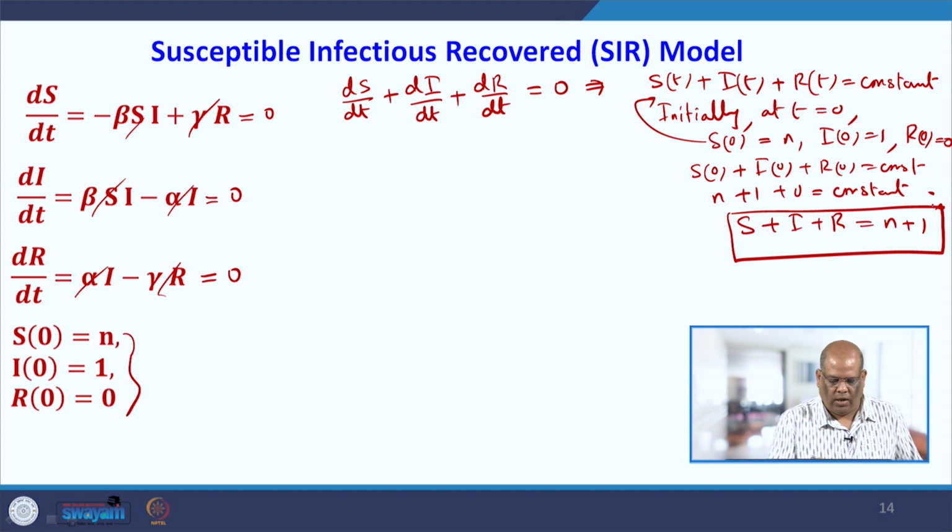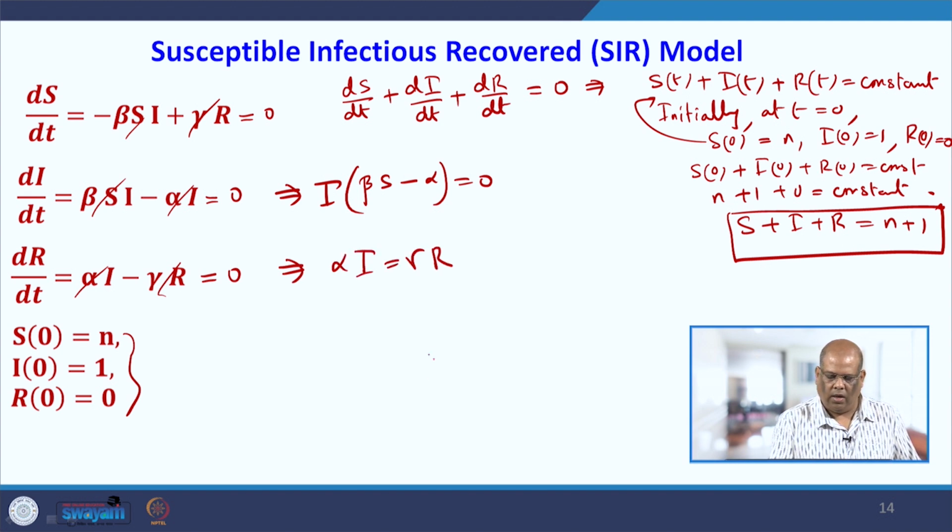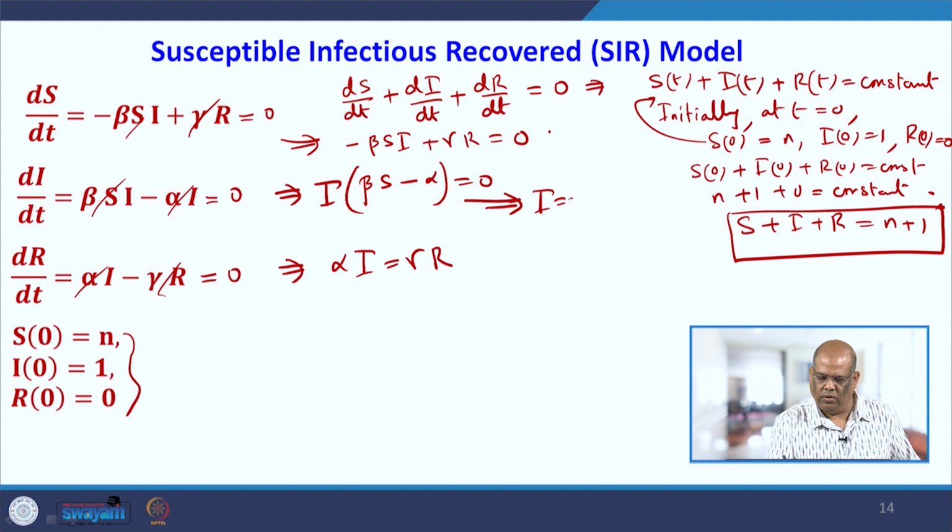So, if I put these to be zeros, from here I get I. If I take it common, then it is I times (beta S minus alpha) equal to 0. This will give alpha I equal to gamma R, and this will give minus beta S I plus gamma R equal to 0. Now, from here I will have I equal to 0 and S equal to alpha by beta. I name these as I star and S star.